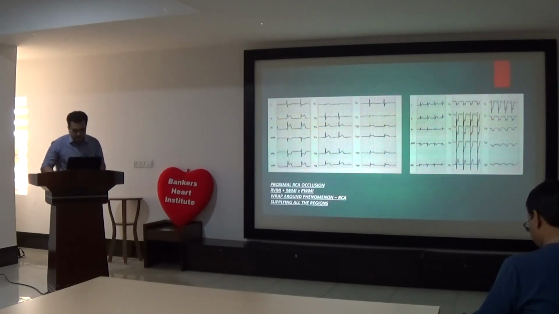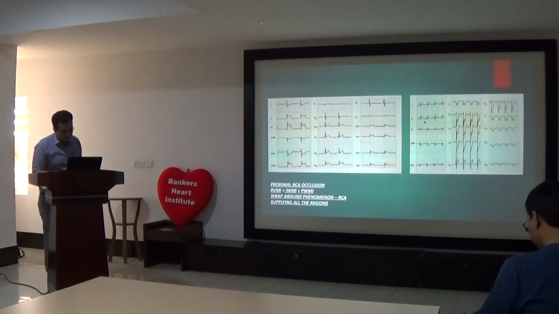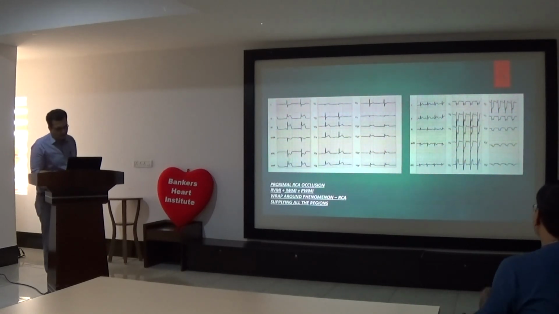In this case, the ST segment, this is not a very classical ECG, but still in this case, ST elevation in lead 2 is more than that in lead 3, along with significant ST depressions in leads V2, V3 and V4, suggesting LCX involvement, that is inferior wall MI with posterior wall.